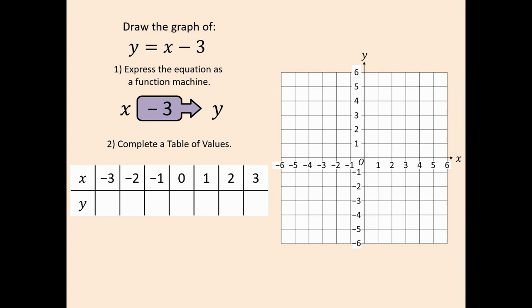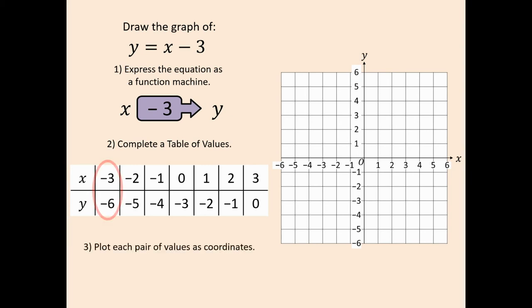So -3 minus 3 would be -6. -2 minus 3 will be -5. -1 subtract 3. Remember, you're going away from 0. You're going to get a bigger negative number. It will be -4, then -3, -2, -1, and then 0. Because 2 minus 3 is -1. 3 minus 3 is 0.